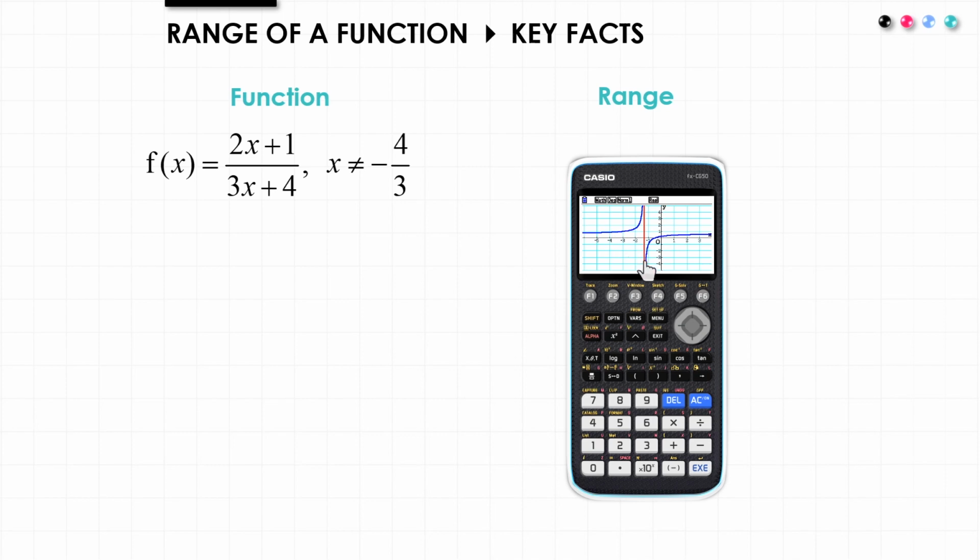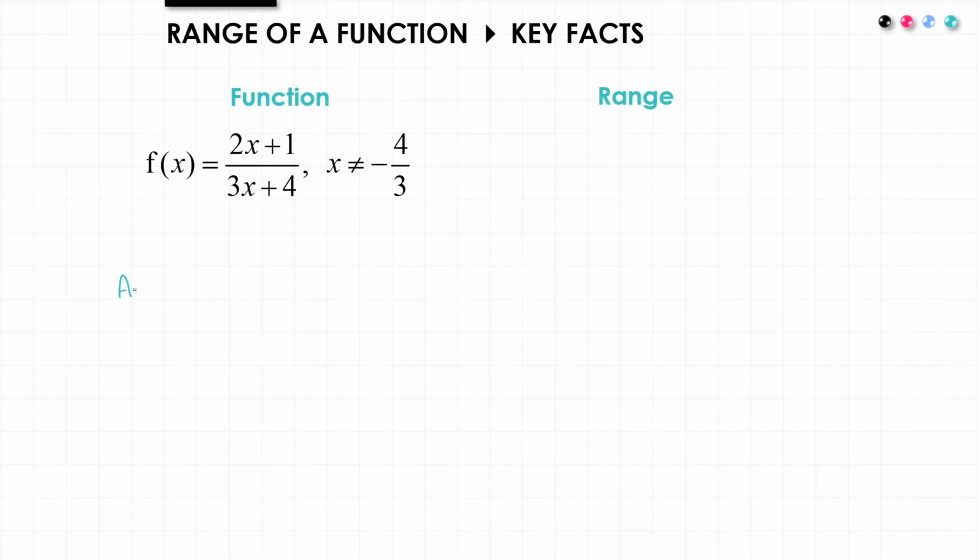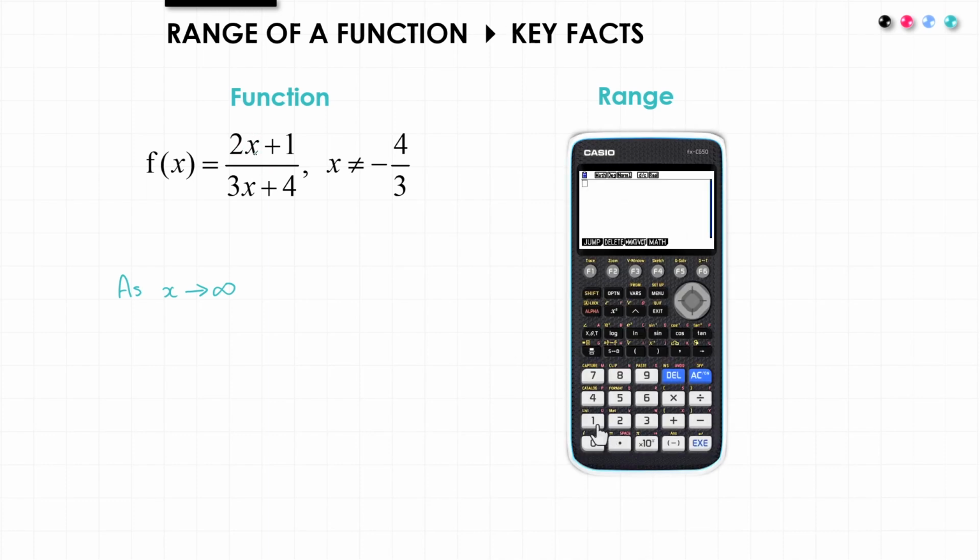In order to find that value, what we're going to do is consider what happens as the x values approach infinity, because they're going to get closer and closer to this asymptote, but they'll never actually reach it. So what I can do is think about what happens as x approaches infinity. Before we do that, let's just think about what happens as we make the values of x bigger and bigger. If I was to put 1000 in here, I would get 2001 over 3004. As a decimal, we get this.